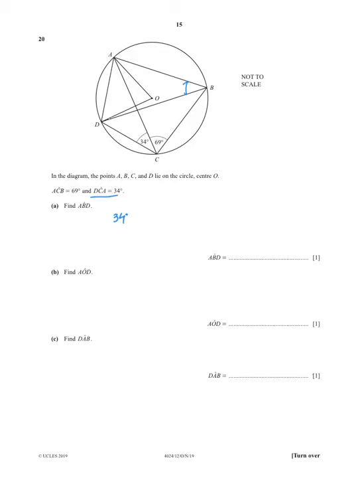For the next part it says AOD. So which angle is AOD? Basically this angle. Alright. So here you can apply the property that the angle at the circumference is 2 times the angle at the center. So that will be 68.